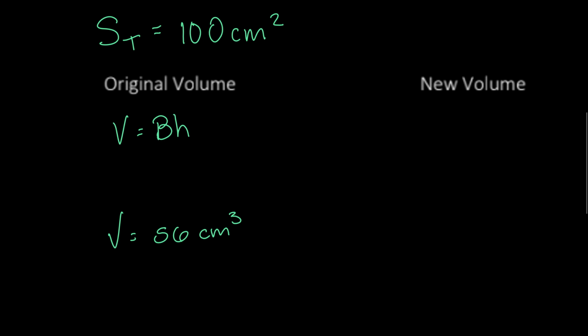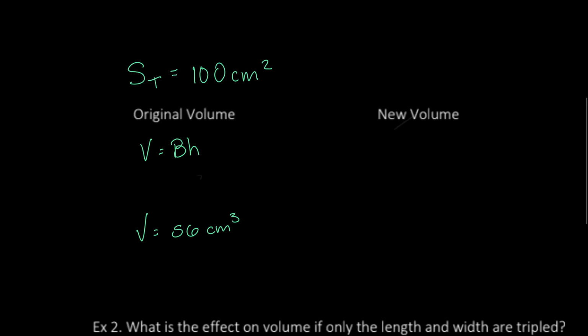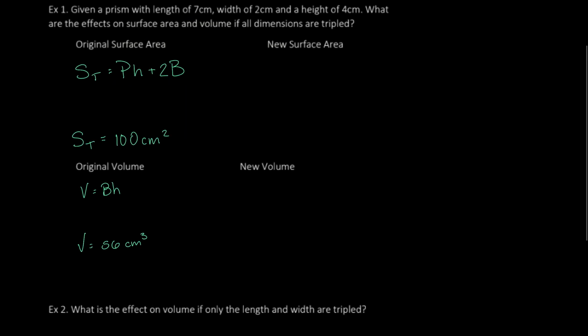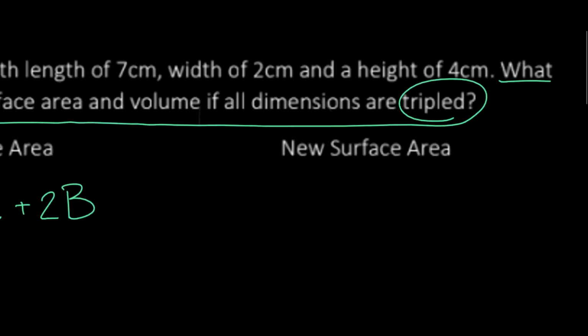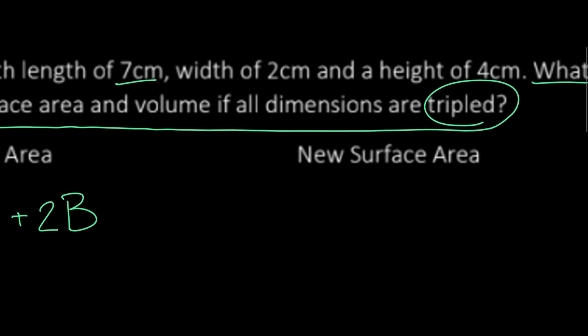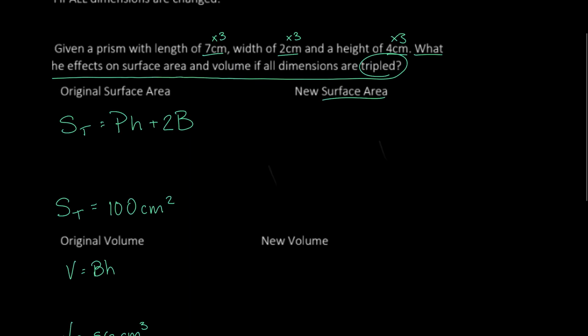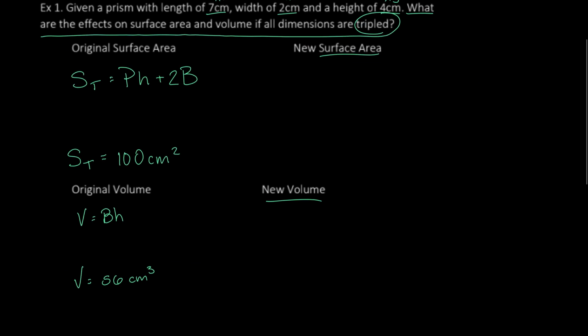Now, what I want you to do, using these exact same formulas, it now asks, what are the effects on the surface area and volume if the dimensions are tripled? What does tripled mean? So what are you going to do with these three dimensions, 7 centimeters, 2 centimeters, and 4 centimeters? Yeah, you're going to multiply each one by 3, and then using those new numbers, I want you to find the new surface area and new volume.